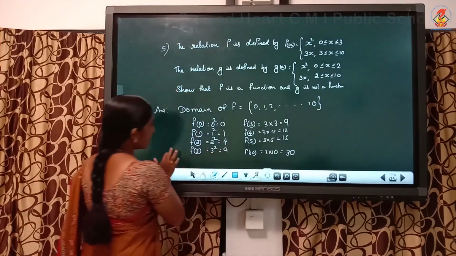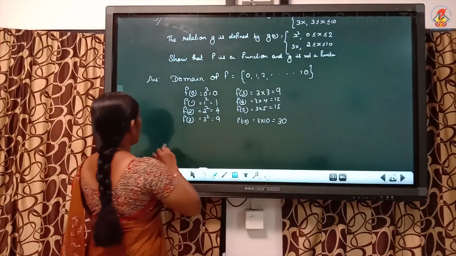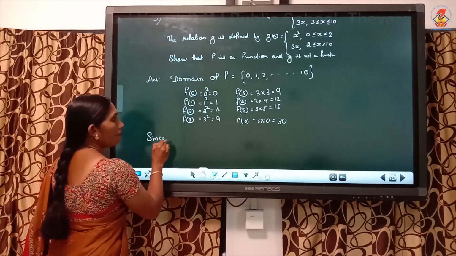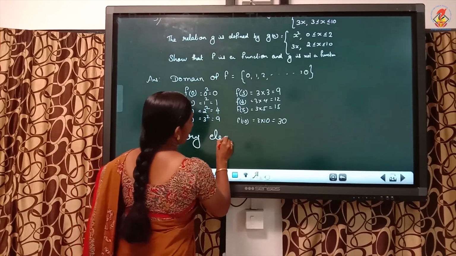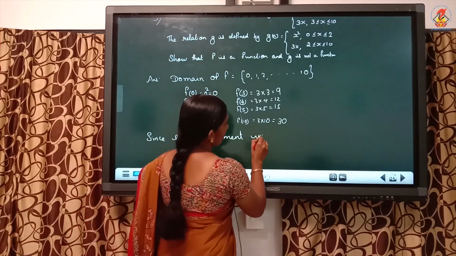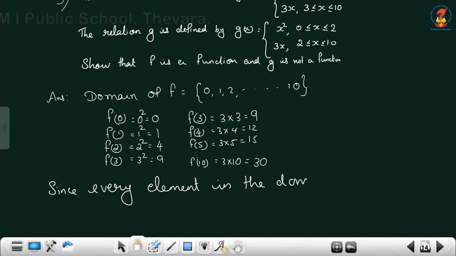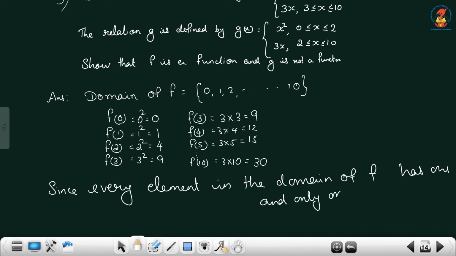So we can write, since every element in the domain of f has one and only one image, therefore, f is a function.